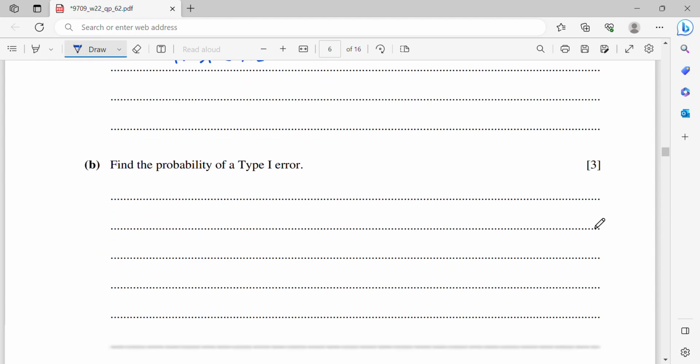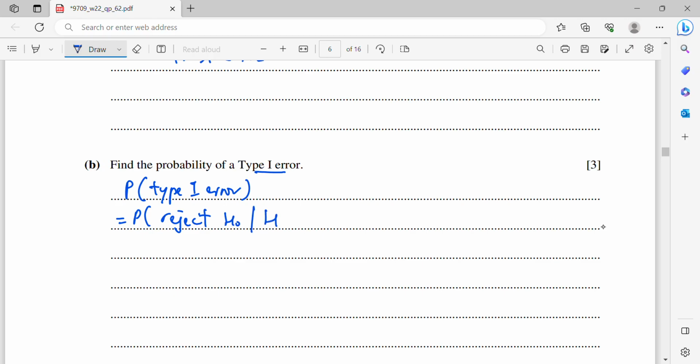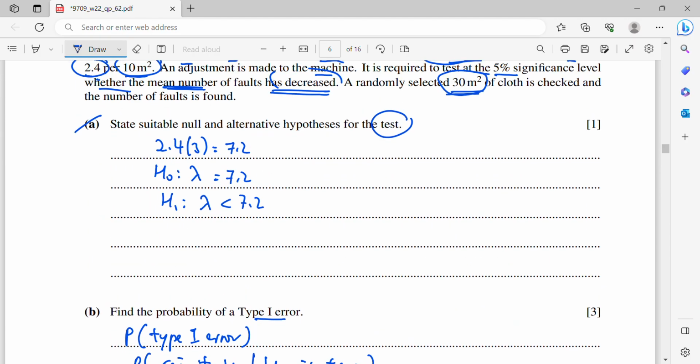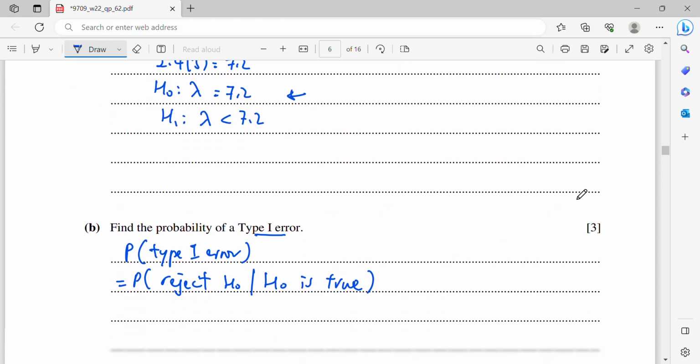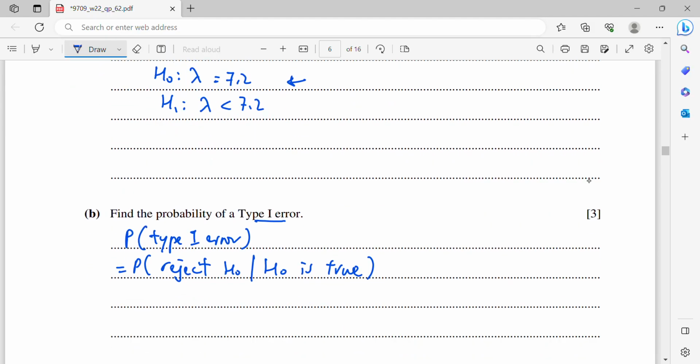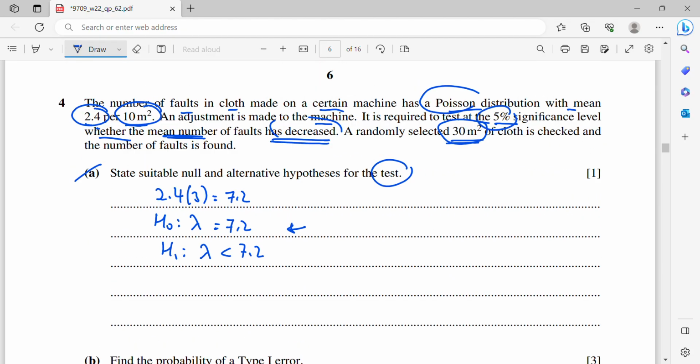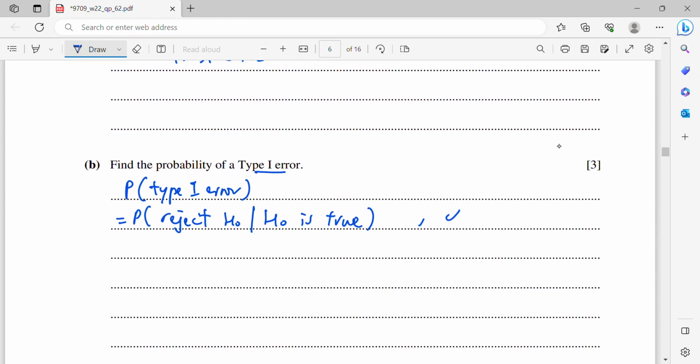Now B, find the probability of a type 1 error. The probability of a type 1 error is defined as the probability that we reject H0 given that H0 is true. So by looking at H0, which is 7.2, we need to find out what is the condition for you to reject H0. Don't forget that alpha is 5%, so I will write down alpha equals 0.05.